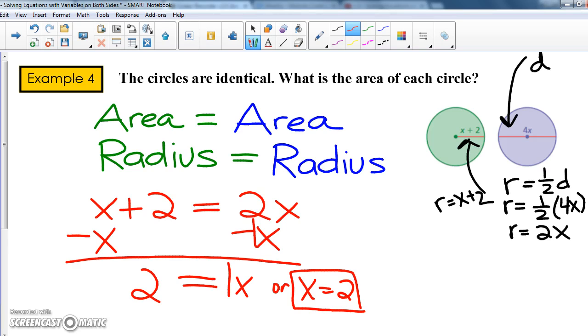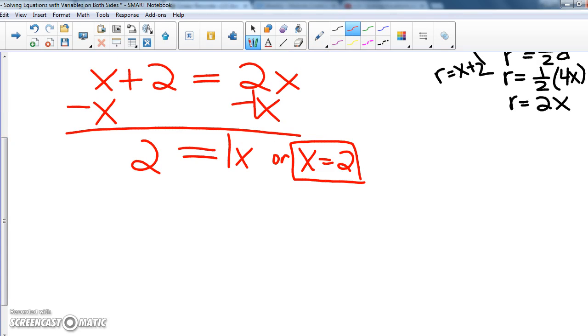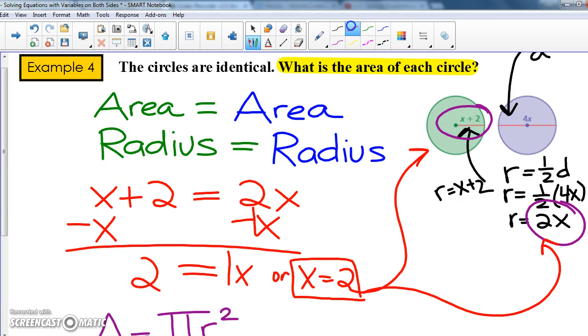But the question is, what is the area of each circle? I found x. That does not represent the area. If you want to find the area of a circle, the area of any circle can be found by using the equation area equals pi times r squared, r being the radius. Well, we said over here that this is the radius here, and this is the radius here. Now that I know x, I'm going to take x and either plug it into here or plug it into here to get the radius.